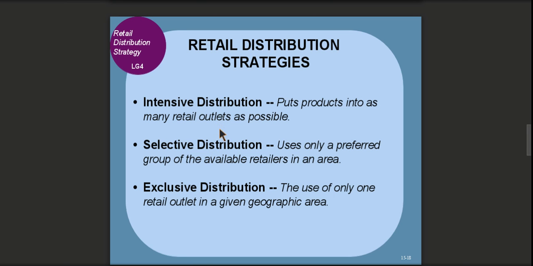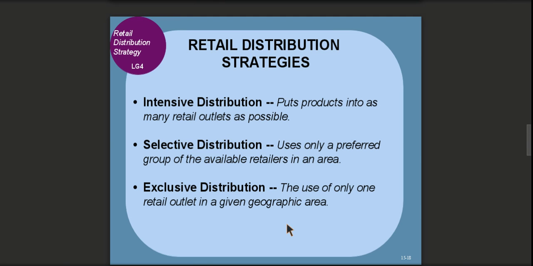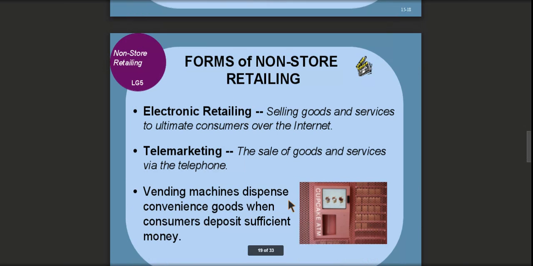Selective, use a preferred group of the available retailers in an area. So maybe Polo, Ralph Lauren. They're not going to be at every single retailer, but they might be at Macy's and Belk and Nordstrom's, or whatever department stores you have in your area. Exclusive, so Steinway pianos. In the Raleigh-Durham area, there's one place that sells Steinway pianos, because they're probably not going to have a lot of demand for Steinway pianos because they're very expensive.